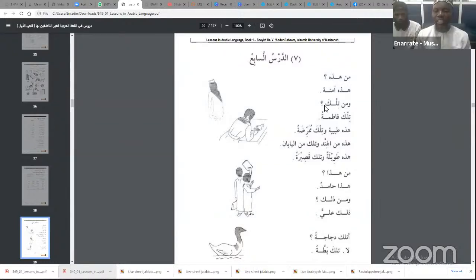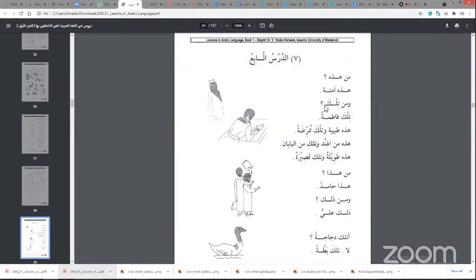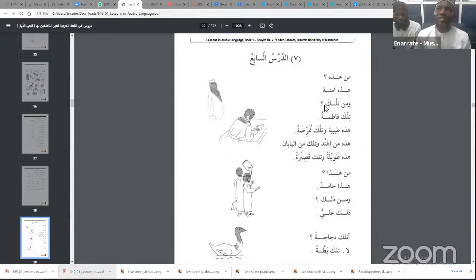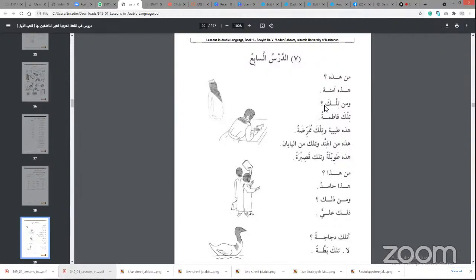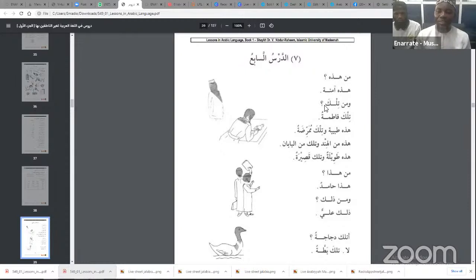Dhalika Abdul Rahman. Okay. That is Rashida. Tilka Rashida. That is Maimuna. Tilka Maimuna. That is my mother. Tilka Ummi. Ummi, my mother. Okay, very good. So that is exactly what we're also learning from this.